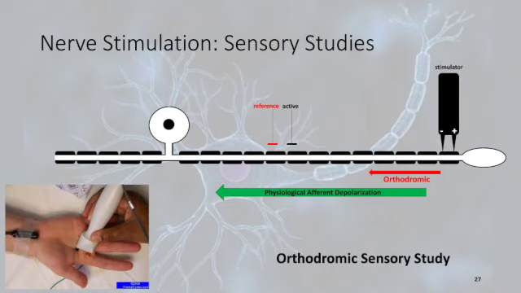Now this is an orthodromic sensory study. Different setup here, right? Our stimulator is more distal, and our catcher, if you will, or our reference electrode, is more proximal, which is going to mimic how we would expect a sensory nerve or an afferent nerve to run.